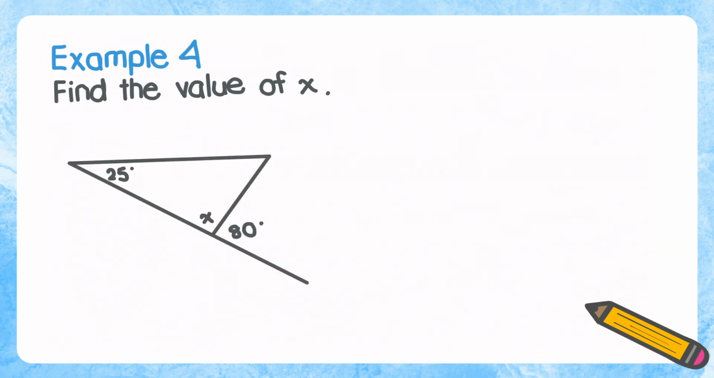Let's look at example 4. Notice that this example is a little bit different compared to our earlier examples. What's different? We still have the exterior angle measure, but what about this x right here? This is not a remote interior angle because it's right next to the exterior angle. So again, this is not a remote interior angle. So what can we do?